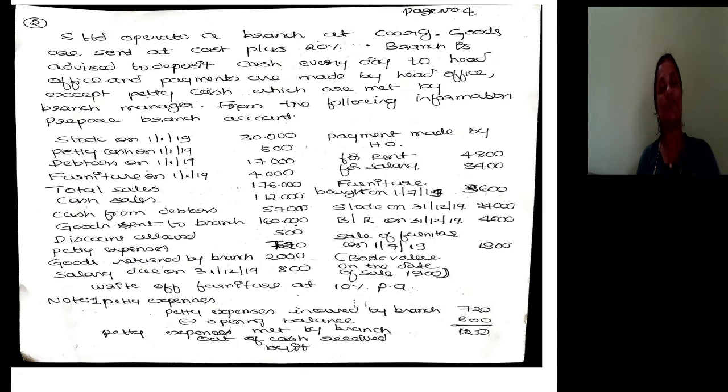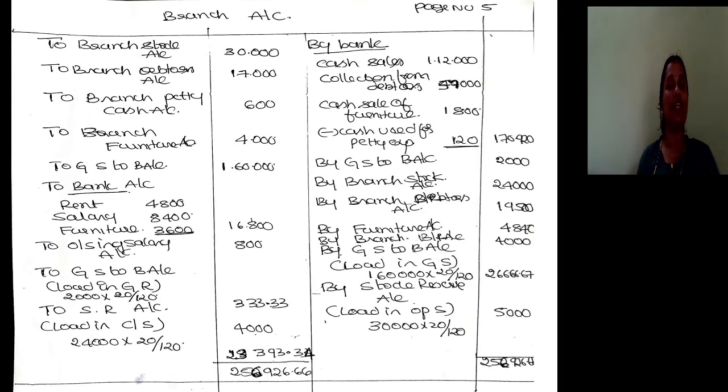Try to understand. Furniture bought will not be recorded anyway, but the amount spent by head office to purchase furniture will be recorded. Did you get my point? So under what is that? To bank, particularly branch account debtor to bank. So rent, salary and furniture.